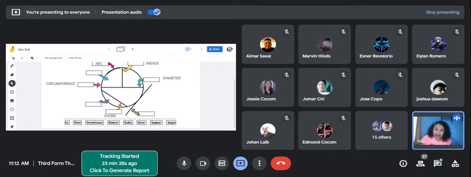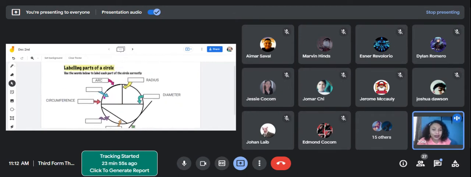This one over here in green. Tangent. It's called the tangent. If you guys remember when we did circle theorems, there was one theorem that talked about the tangent. So this one is called the tangent.